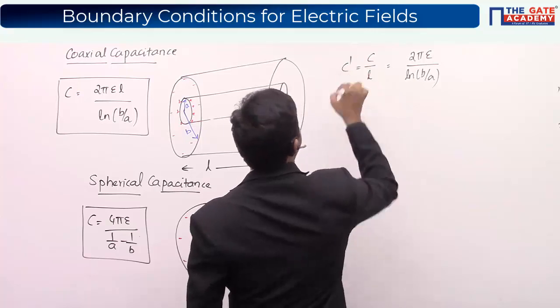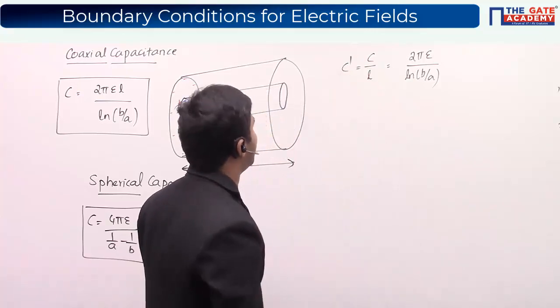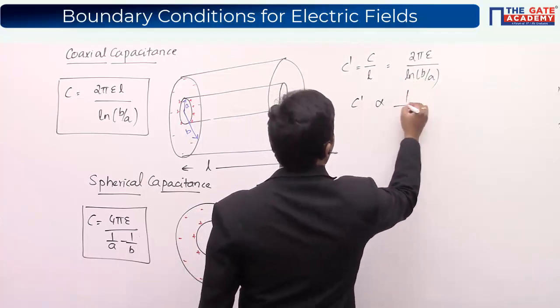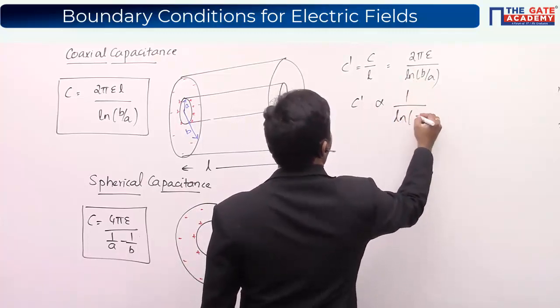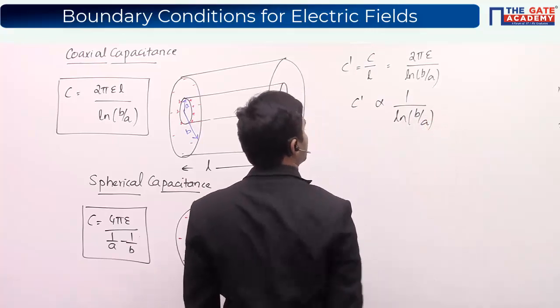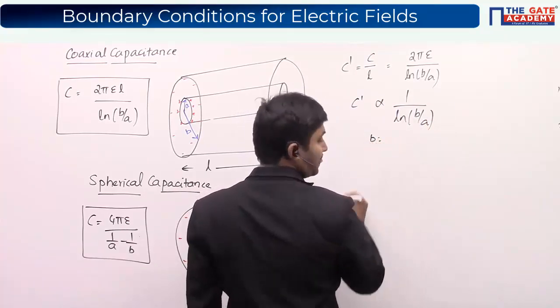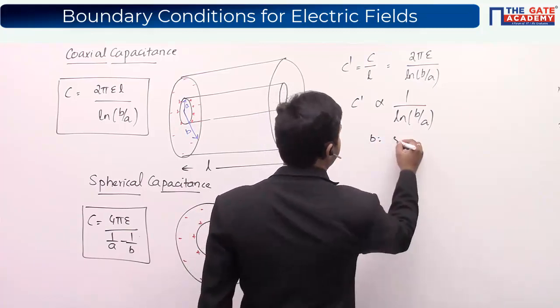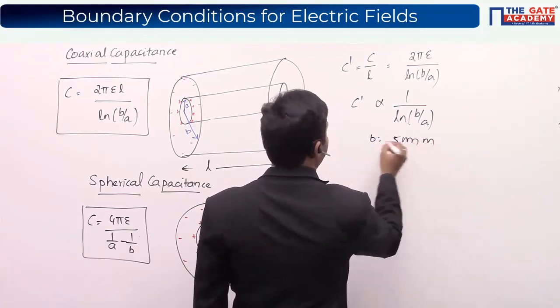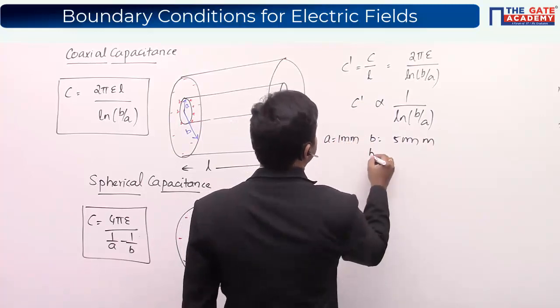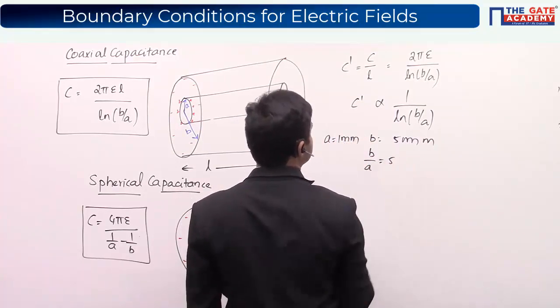So if I can call it as C dash, capacitance per unit length as C dash. C dash is inversely proportional to ln of B by A. Initially the value of B is given as 5 mm and A is 1 mm. So obviously the value of B by A is going to be 5. This is the first case.